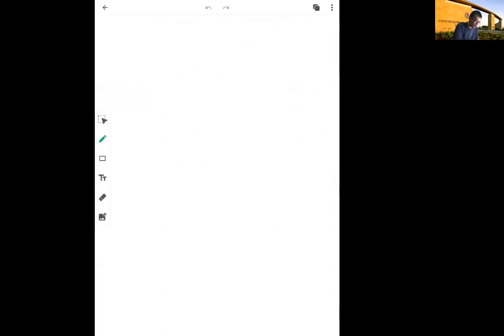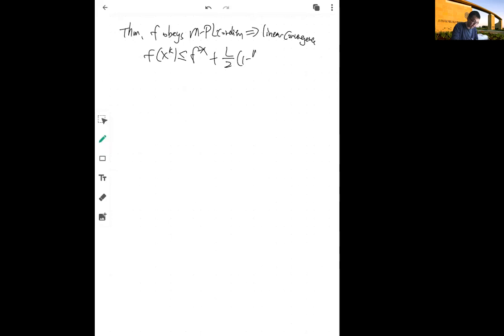Okay, so first of all, I will show that f obeys the PL condition, and this implies linear convergence. In particular, I'll show that f(x_k) is smaller than f* plus half L times (1 minus m over L) to the power of k times the squared norm of x minus x star. Okay, so proof.